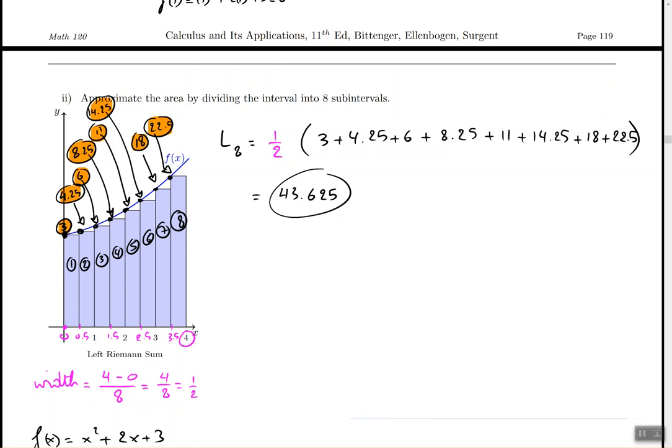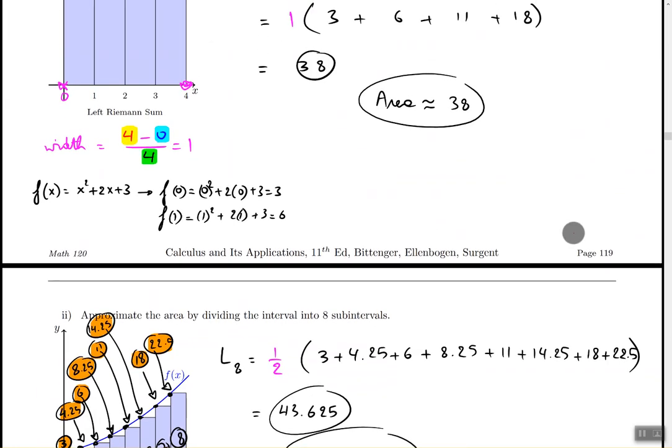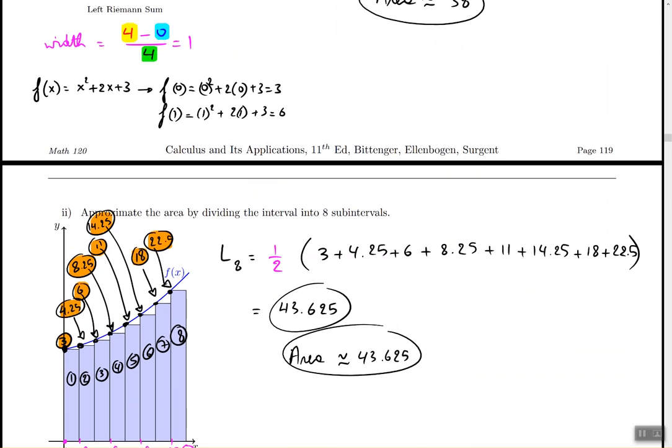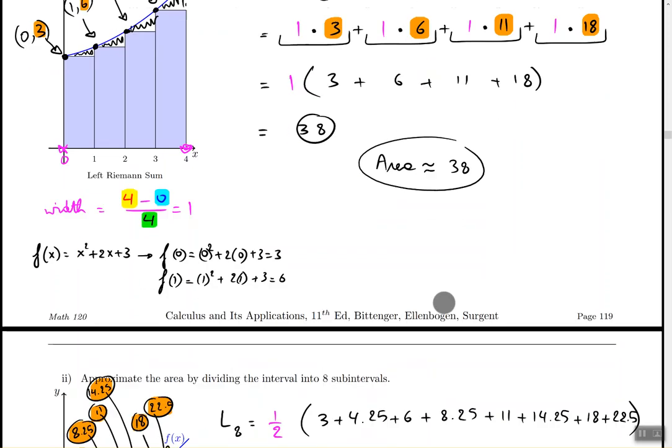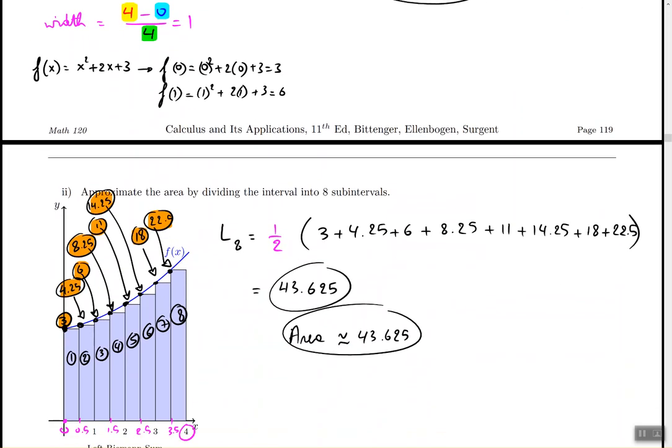So when I put everything into the calculator, I get 43.625. So that tells me basically that the area is approximately 43.625. And notice that it improved. It was 38, it became 43.625 because we're missing less gaps. As you can see, the original gaps were massive. The new gaps right here are barely noticeable, right? So this is the first gap, that's the second one, third one, fourth one, and so on and so forth.